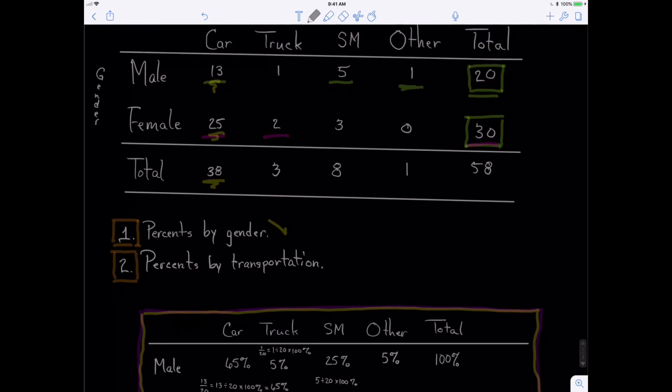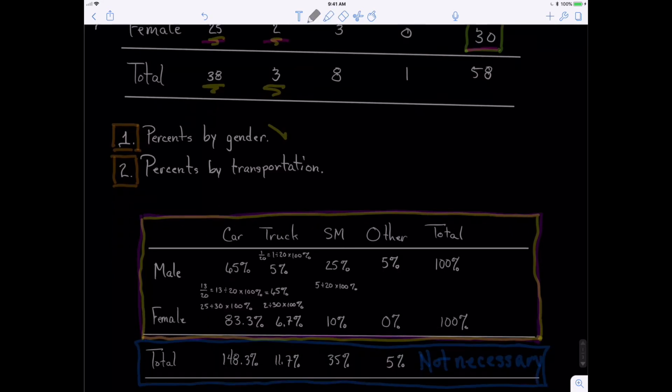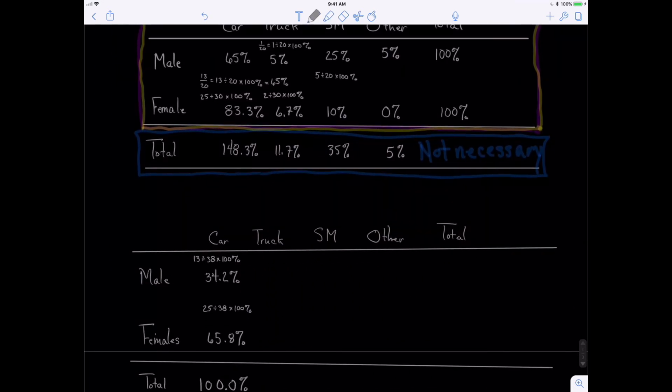Now if we look at our trucks, we have 3 trucks total in our survey. 1 of those trucks is driven by a male, 2 by a female. So if we come down here, our trucks is 1 divided by 3 times 100%. It gives us 33.3%, and it gives us 66.7%. 100%. And that came from 2 divided by 3 times 100%.